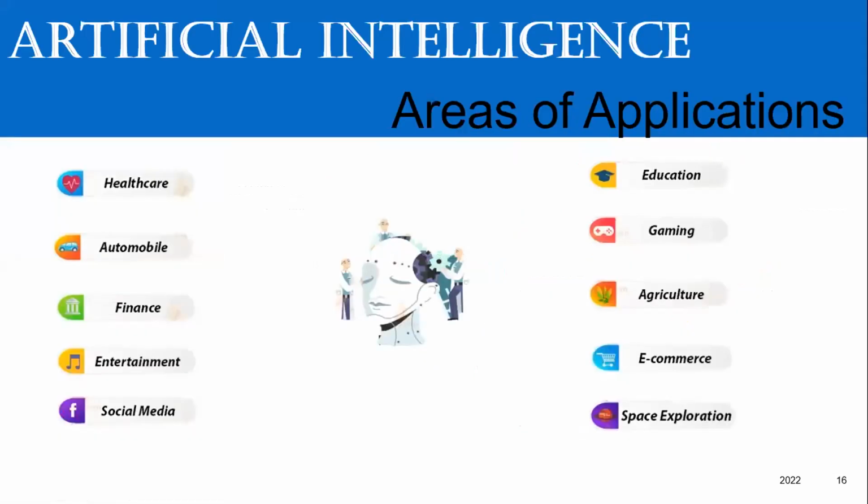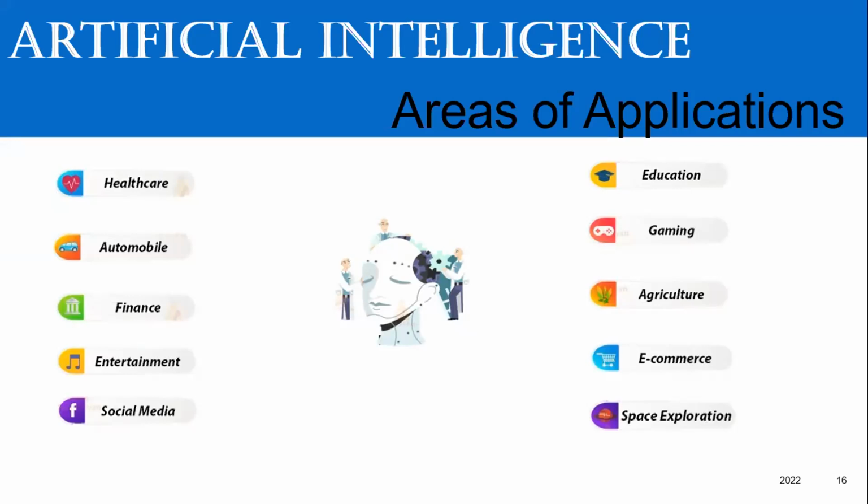And next is about the areas of applications. That is, if I'm going to create a machine learning model, what are the areas where I can apply all these models? So we have several areas of applications. That is, we can take this artificial intelligence into healthcare, automobile sector, finance, entertainment, social media, education side, gaming, agriculture, e-commerce, and space. So like how we are going to take this into all these areas.